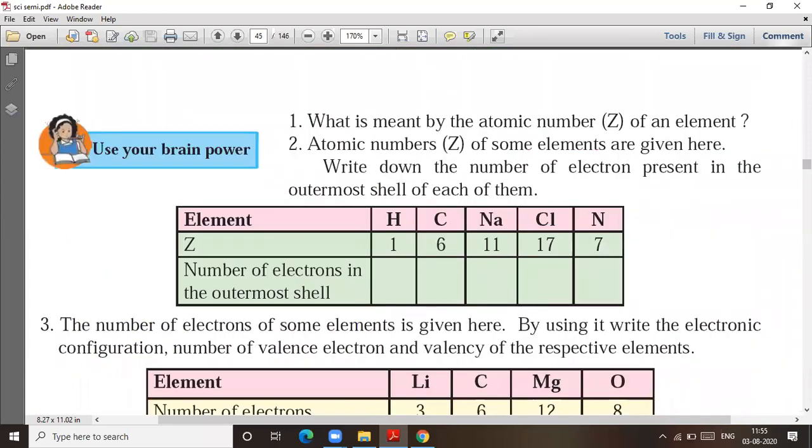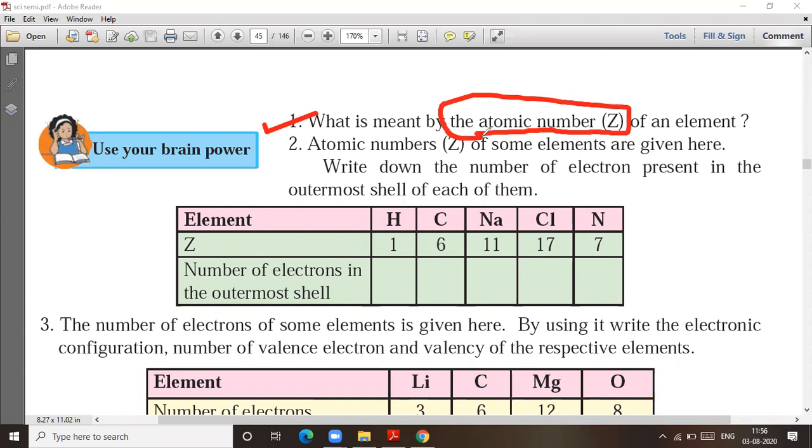Now the first thing is that we are going to start from this point. What is meant by atomic number Z? What is meant by atomic number Z? Shivam, tell me what is atomic number.